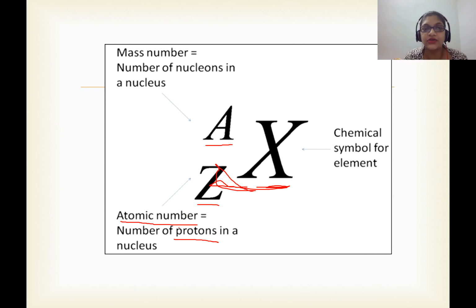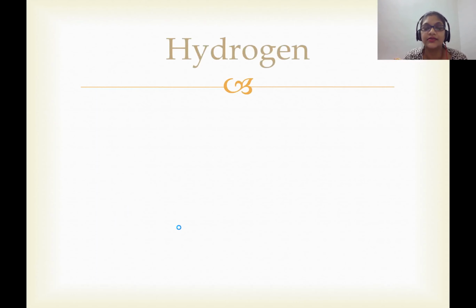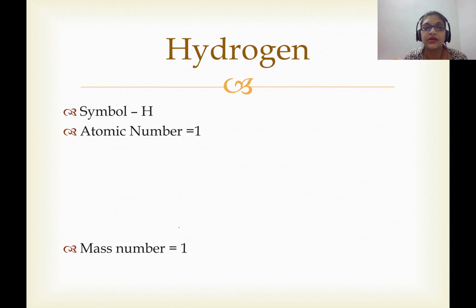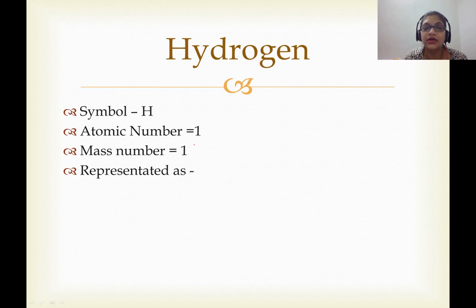Now let us apply this to different atoms. Hydrogen, as we know, has the symbol H, atomic number 1, and mass number 1. Then what will be the representation? It will be H with superscript 1 and subscript 1. So what can you infer from this representation? Can we find out the number of electrons, protons and neutrons? So what is unique here?